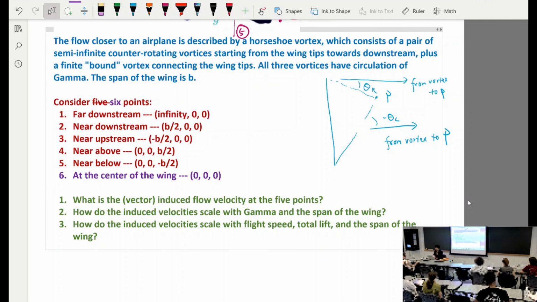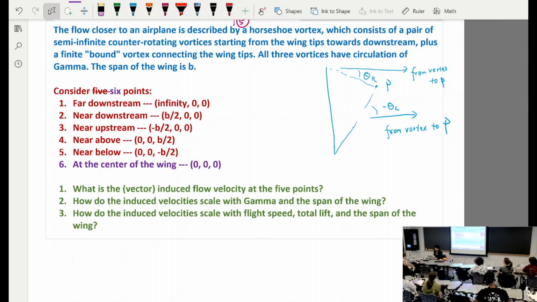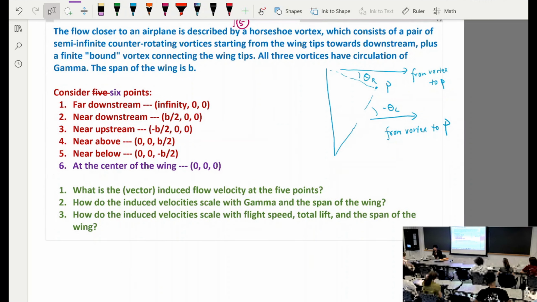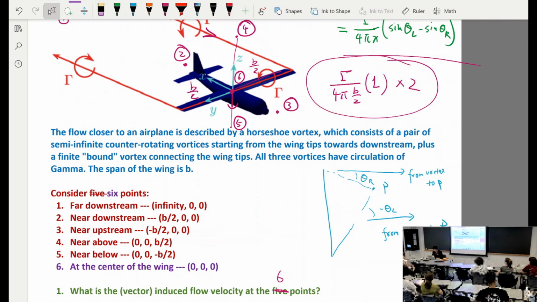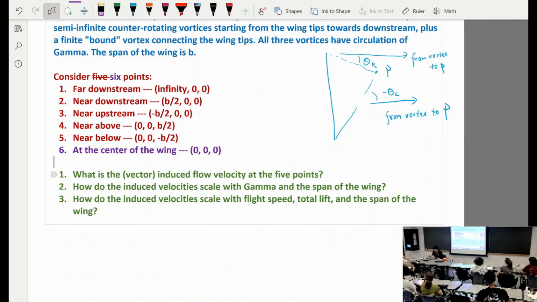Okay, so first of all, maybe just quickly answer these questions, right? How do the induced velocities in all of these cases scale with gamma and the span of the wing? Yeah? Linearly with gamma, inversely. Yes, linearly with gamma, proportional to gamma, like all the velocities have a gamma on top, right? And have a b on the bottom. So yes, they scale proportionally to gamma, inversely proportional to the span of the wing.